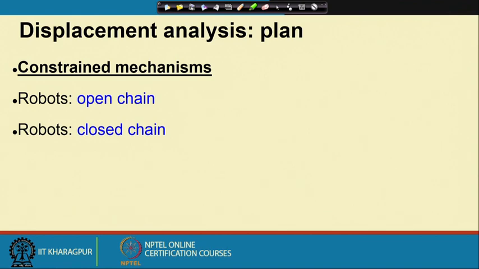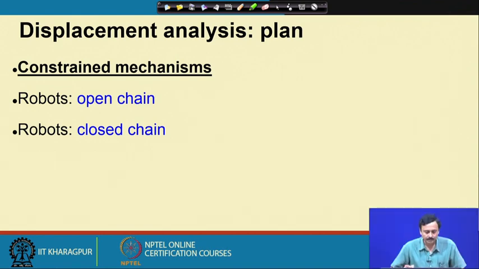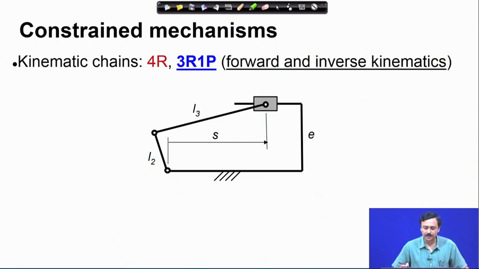So, this is the agreed plan that we are moving with. We are considering constraint mechanisms. Subsequently, we will look at robots with open and closed chains. So, let us look at this constraint mechanism, and today we are going to look at the 3R1P kinematic chain. This problem of displacement analysis for this chain will study both the forward and the inverse kinematics.